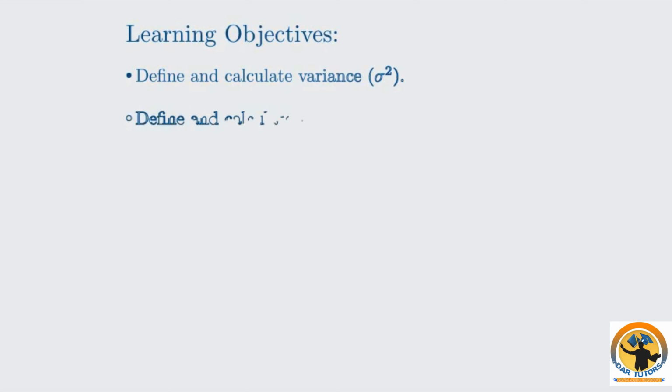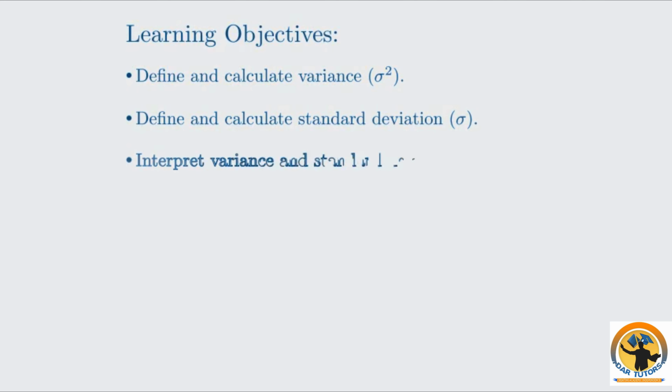First, let's establish our learning objectives. You will learn to calculate and interpret the variance and standard deviation of discrete random variables. This will allow you to describe the spread of a probability distribution.